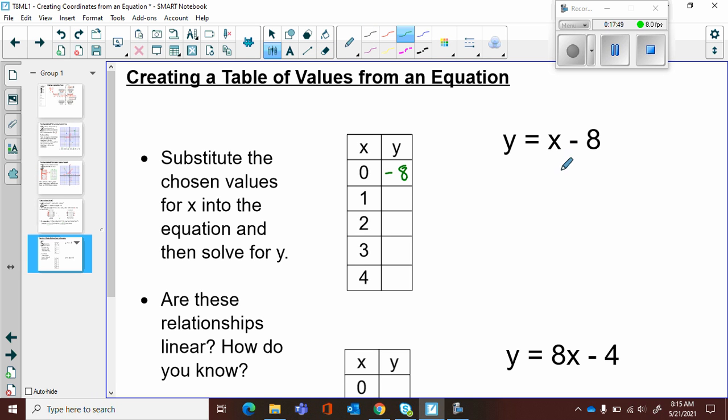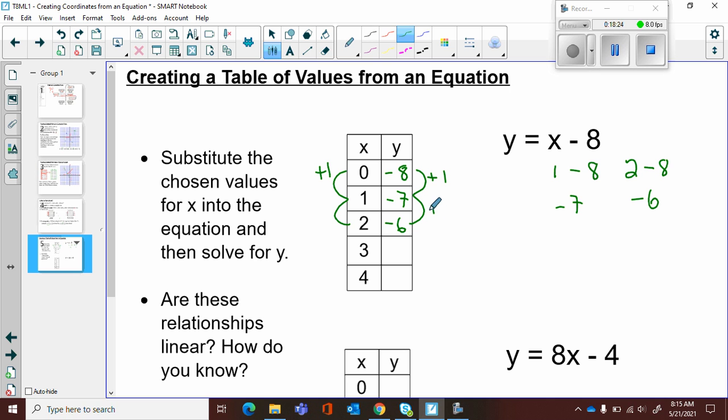If x were 1, this would be 1 minus 8. 1 minus 8 would be negative 7. So when x is 1, y is negative 7. When x is 2, then I'm going to have 2 minus 8. 2 minus 8 would leave me with negative 6. And you can see there's a bit of a pattern developing here. For every 1 that x is increasing, y is also increasing by 1.